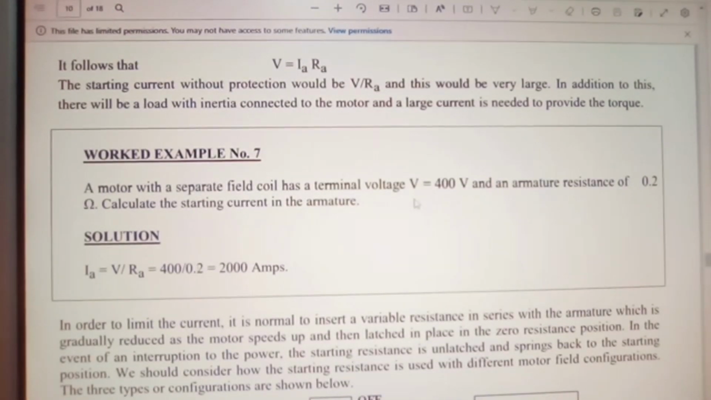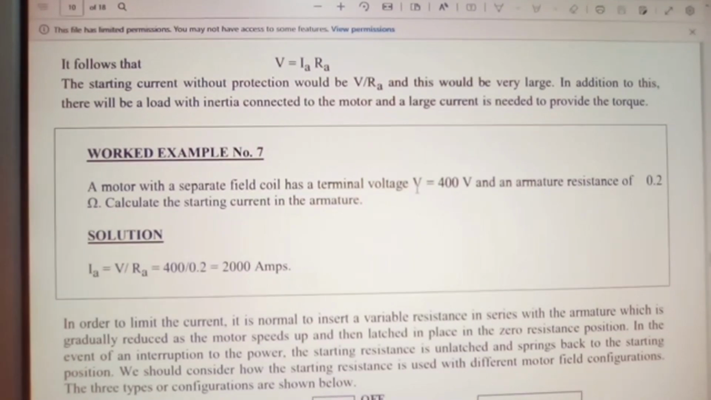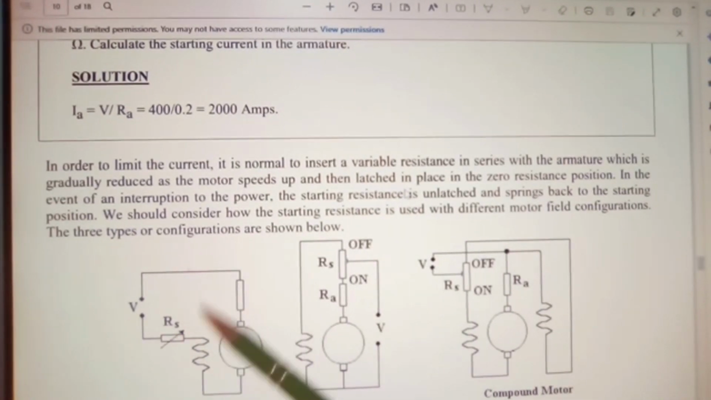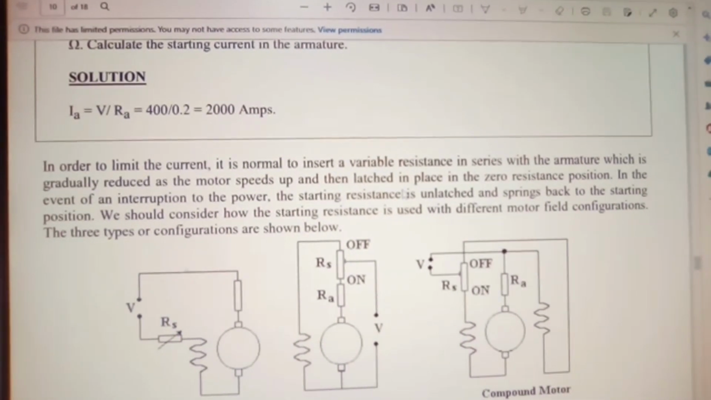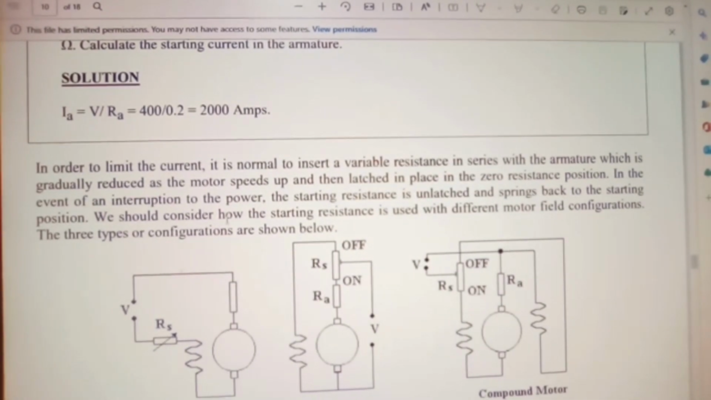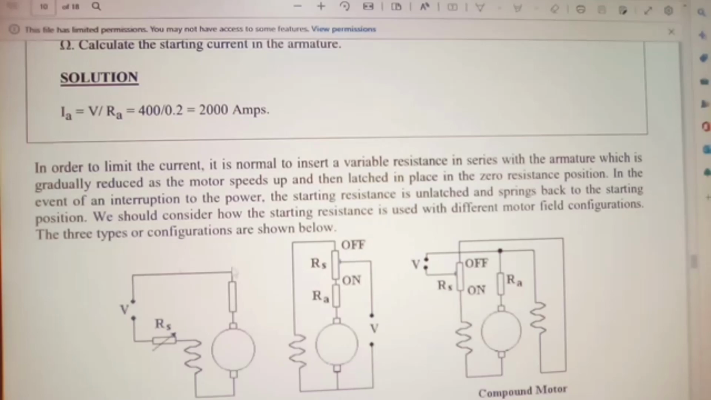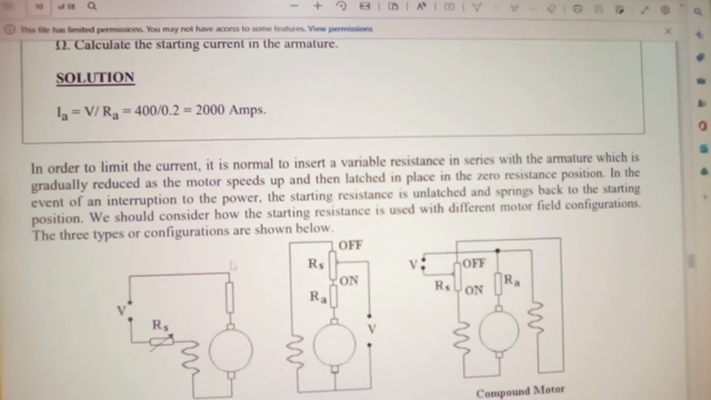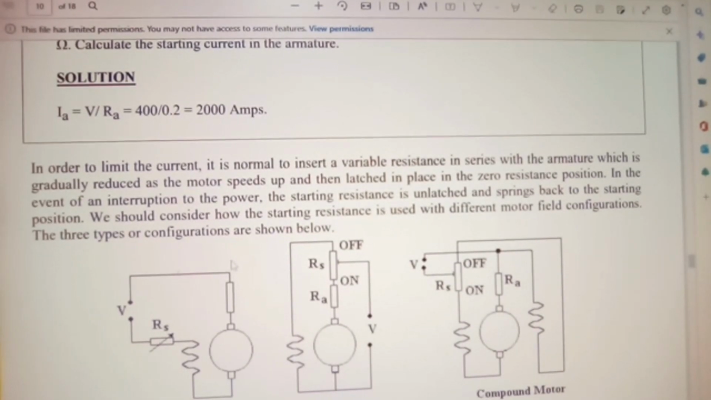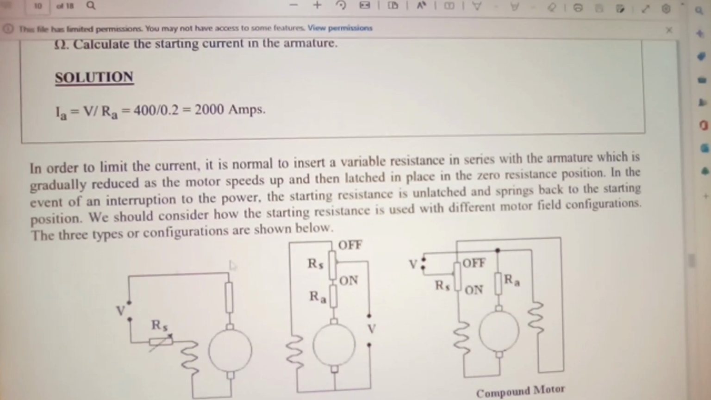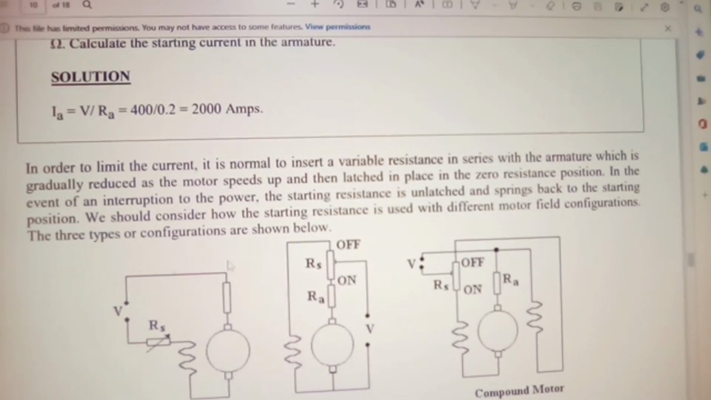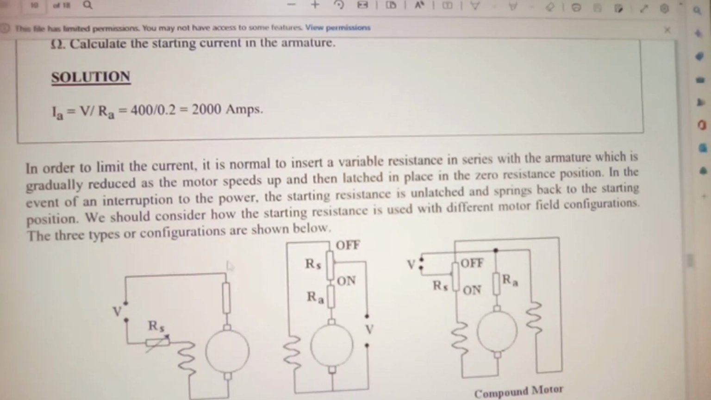Okay. Again, here is for you to look through, and I'm not going to. These diagrams here, you should be just drawing out each one. Draw it out on a full A4 size paper. In order to limit the current, it is normal to insert a variable resistance in series with the armature, which is gradually reduced as the motor speeds up, and then latched in place in the zero resistance position. In the event of an interruption to the power, the starting resistance is unlatched and springs back to the starting position.